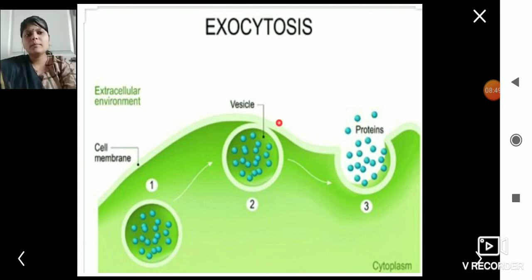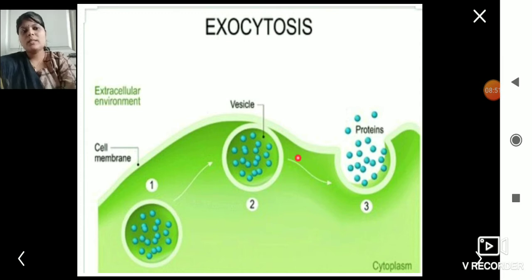So then again it will come near the cell membrane. These vesicles are made of the cell membrane material only. So again they are going to fuse with the cell membrane and then let the proteins out. Okay, this is how exocytosis happens, excreting substances out of the cell.